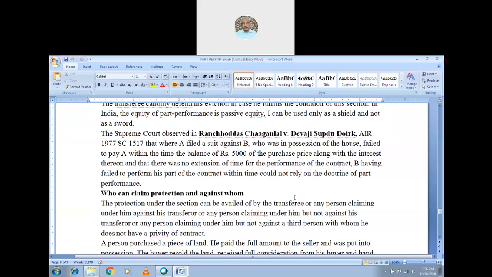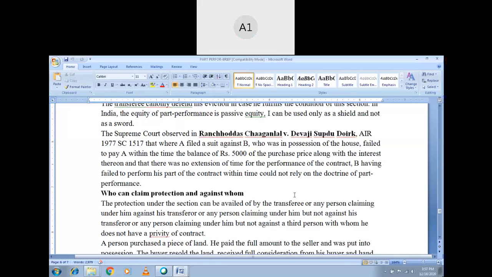The Supreme Court observed in Ranchhod Das Chhaganlal versus Devaji Sabdu Dorik, AIR 1977 Supreme Court 1517, that where A filed a suit against B, who was in possession of the house, and B failed to pay A within the time the balance of the 5,000 of the purchase price along with the interest thereon, and there was no extension of time for the performance of the contract, B having failed to perform his part of the contract within time would not rely on the doctrine of part performance. మరి మీకు అర్థమైందో లేదో కానీ నాకైతే అర్థమైంది.